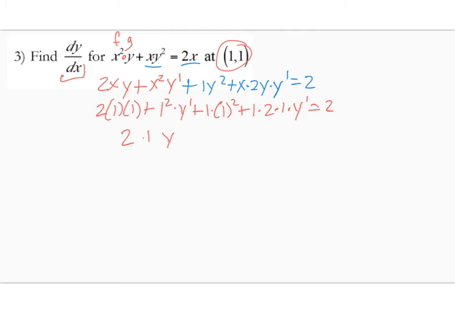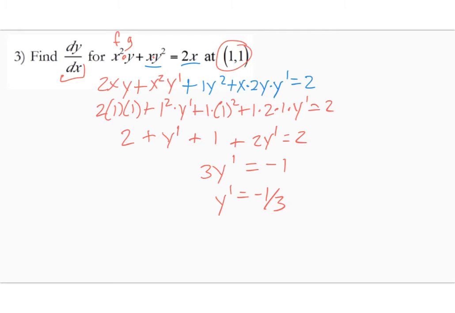All right, then we end up with something that looks like this. So 2 plus y prime plus 1 plus 2y prime is equal to 2. I'm going to move stuff around, and I've got 3y prime is equal to negative 1. Y prime is equal to negative 1/3.